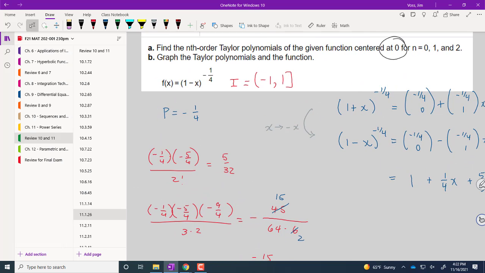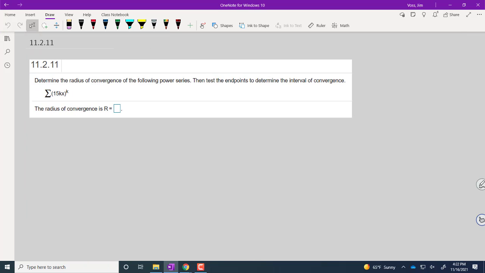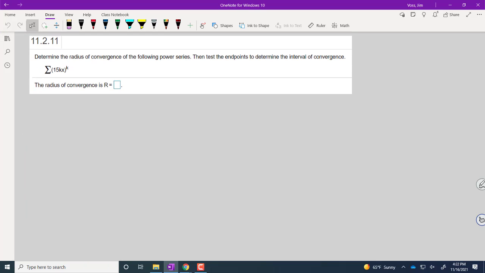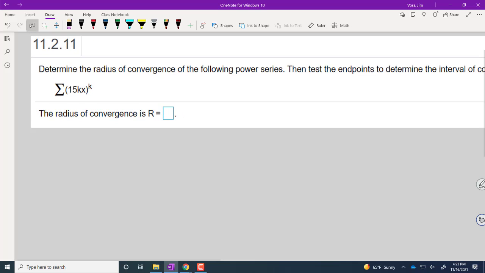Okay, so let's go to this one. This one looks familiar. I helped a few people yesterday with that. Let's do it the most efficient way possible. For an interval of convergence, you can use the ratio test, which is what we do most commonly, but you can also use the root test. They do the same thing. And this is very easy to find the kth root of. So let's do the root test on this.